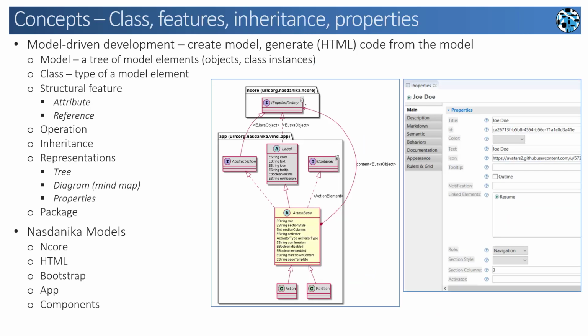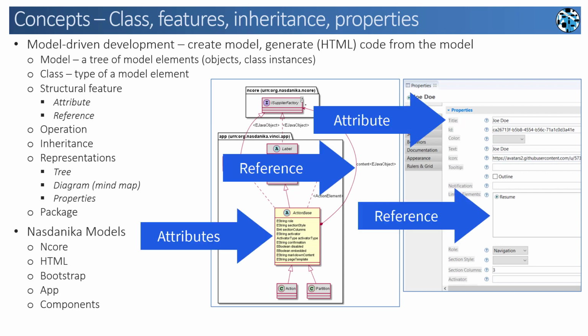Nasdanika Vinci models are built with the Eclipse Modeling Framework or EMF. In EMF a model is a tree of model elements of different type which can reference each other. A model element can also be called an object and its type is called a class. Model elements can have structural features and operations. A structural feature is either an attribute or a reference.